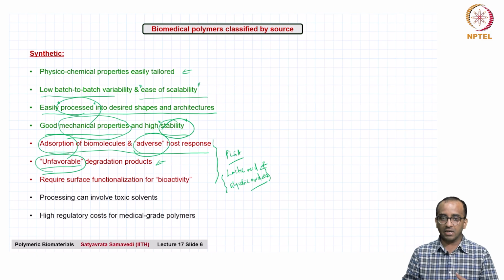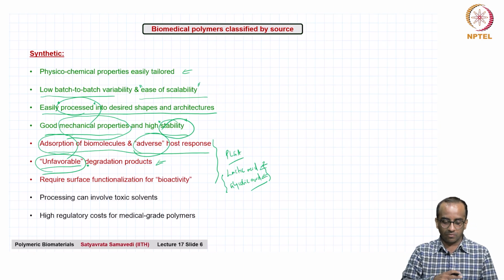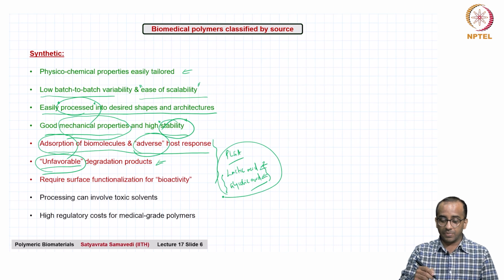And PLGA also happens to follow an autocatalytic degradation mechanism, where the more acidic it is, the faster it will degrade. So, when I say unfavorable degradation products, that's why the word unfavorable is put in quotes. This, for example, PLGA leading to lactic acid and glycolic acid resulting in a drop in pH may also be considered unfavorable depending on the application. So, it is very, very context specific.